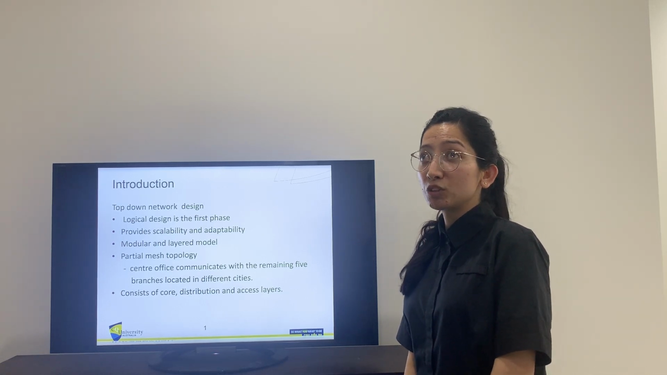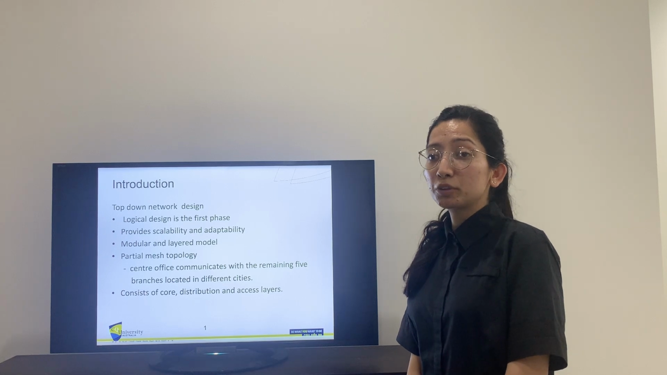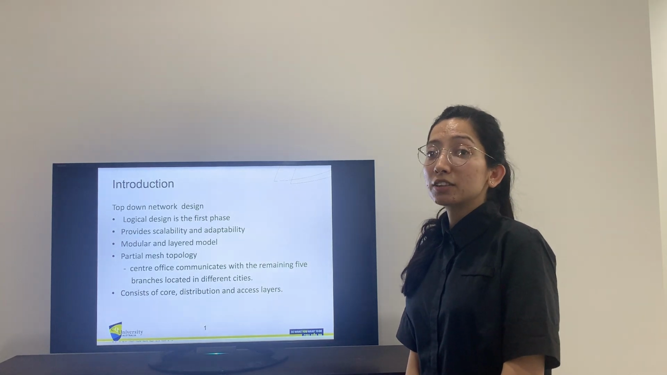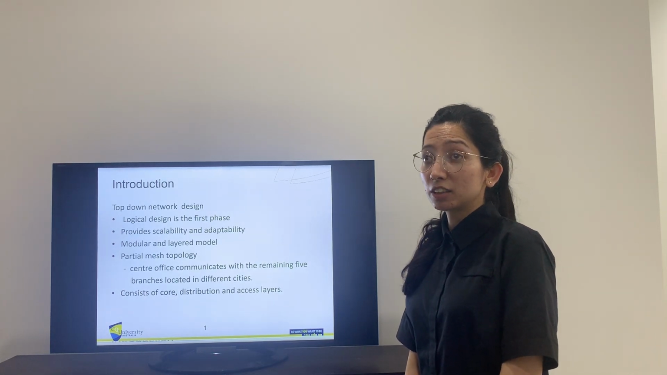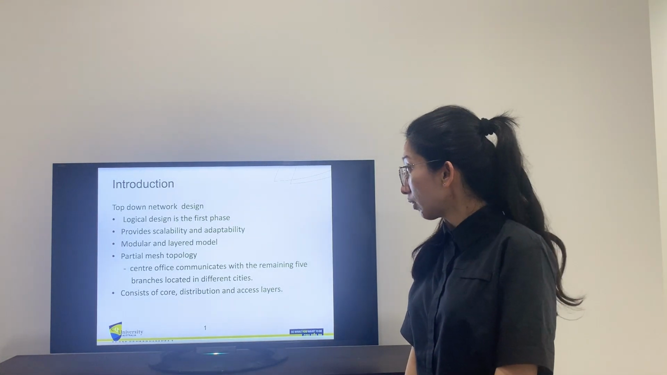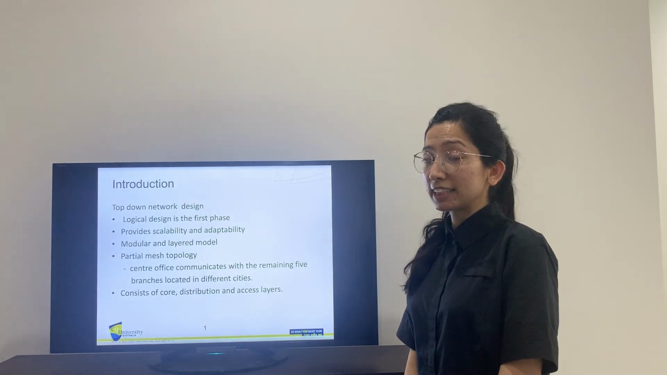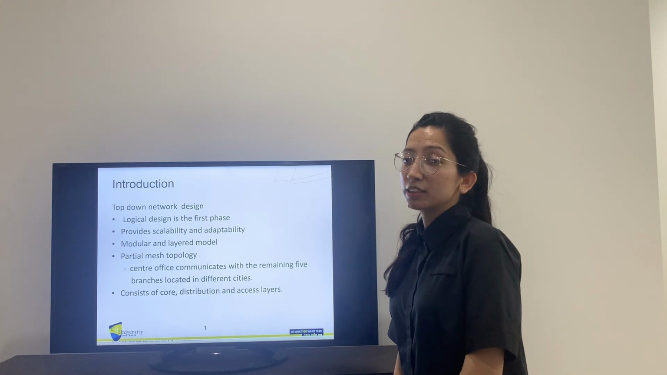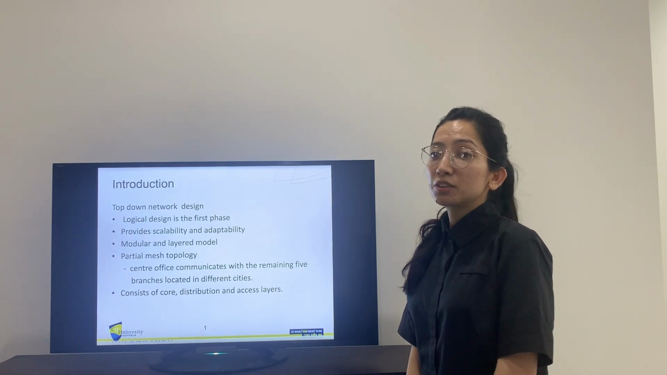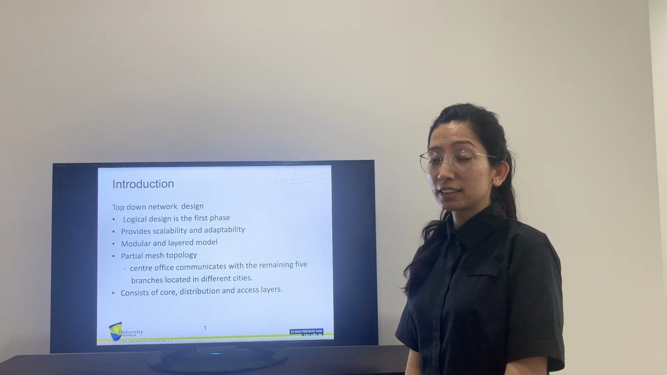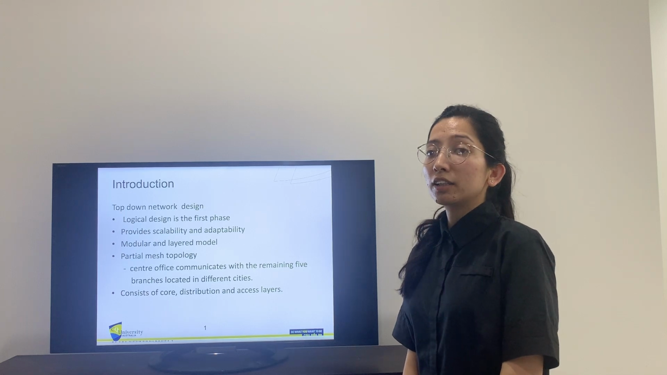In this, the center, which is the Melbourne headquarters, communicates with the 5 other centers that are located in 5 different cities of Australia. The network design consists of 3 layers: core, distribution, and access layer. Core and distribution layers consist of routers, whereas the access layer consists of switches and other connected devices.